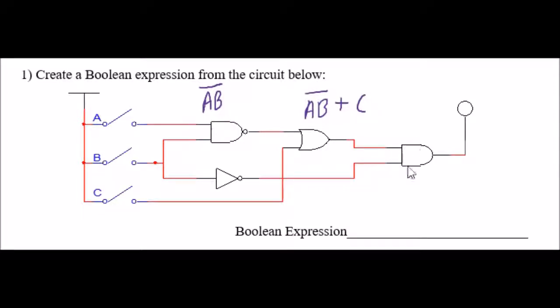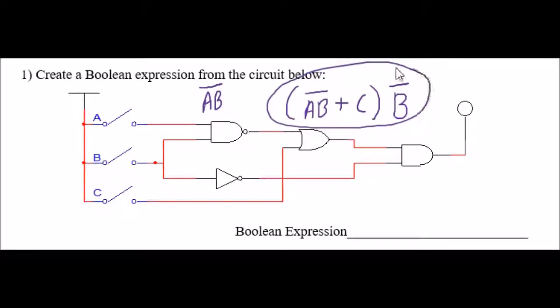And then it looks like in the end it's getting ANDed with a NOT B. So the whole thing, I'm putting parentheses around the whole thing, is getting ANDed with a NOT B. And that is a non-sum of product expression for this messy looking circuit. We're not going to simplify it at this point, but you should be familiar with Boolean algebra and we'll review that. So that is my expression.